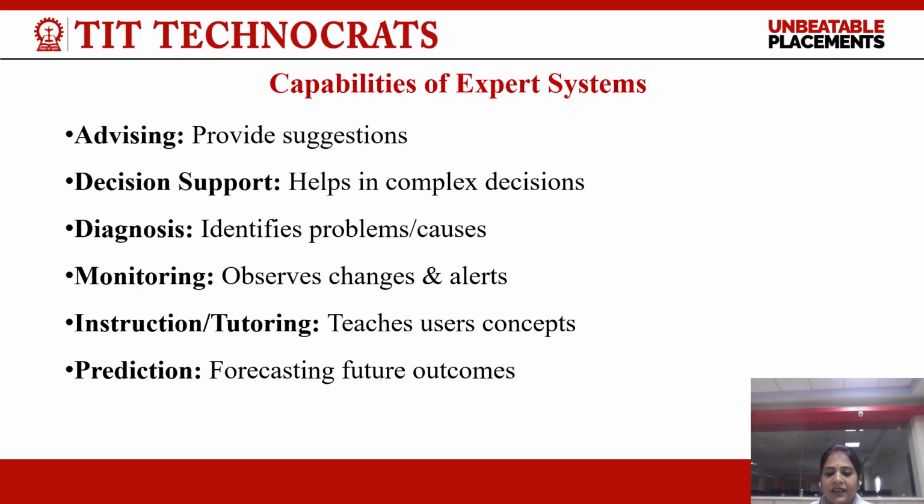Expert systems can do many tasks such as advising, decision support, diagnosis, monitoring, prediction, and instruction. These are some of the capabilities of expert systems. For example, a crop disease expert system. Input: leaves have yellow spots. Then the output: possible fungal infection. Spray XYZ solution. Means if the leaves have some spots, then it will suggest us to spray some kind of solution so that the problem will be resolved.